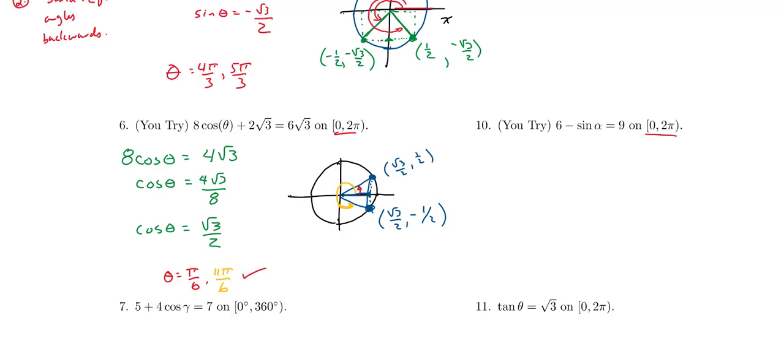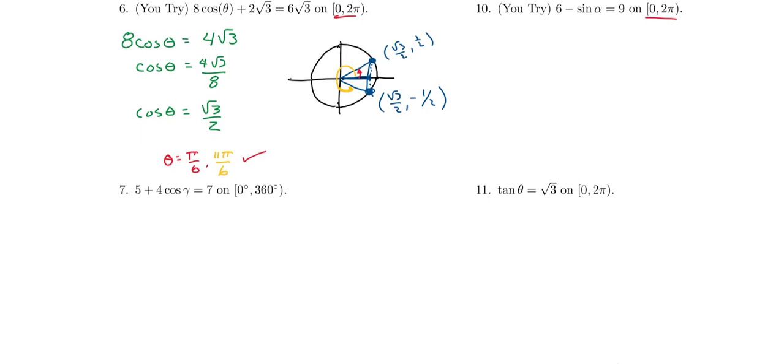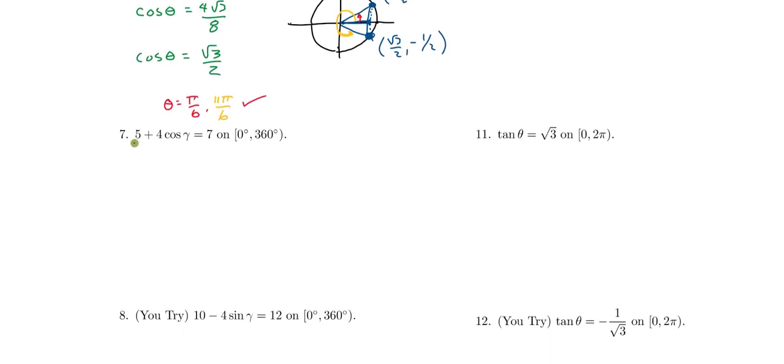Okay, let's keep going. So here in number 7, we're asked to solve 5 plus 4 cosine gamma is equal to 7. So let's see here. This would be 5 plus 4 cosine gamma. I'm just recopying it. It's equal to 7. So 4 cosine gamma is equal to 2. Or that the cosine of gamma is equal to 2/4, which is the same thing as the cosine of gamma is equal to 1/2. So what are we going to do?